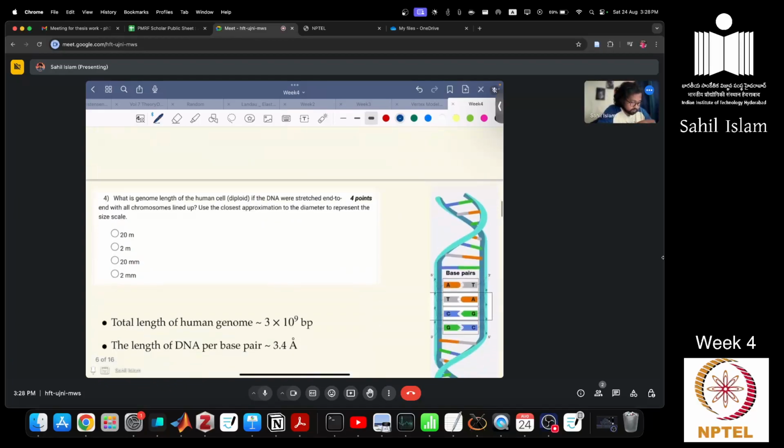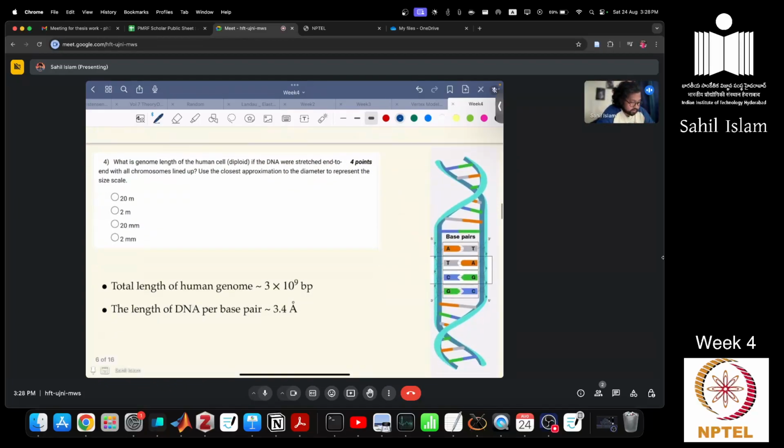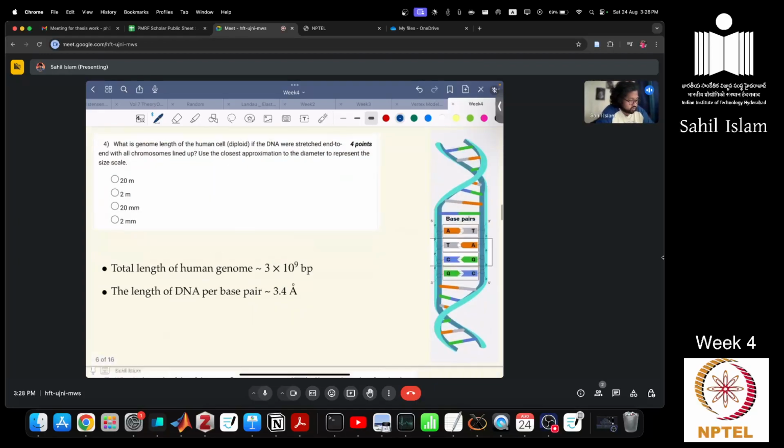So what is the genome length of the human diploid cell if the DNA were stretched end to end with all chromosomes lined up? So use the approximate diameter to represent the size scale. You need two pieces of information. What is the total length of the human genome? It is 3 into 10 to the power 9 base pairs. So what is this base pair? Base pairs are these A, T, G, C bonds. So this is said in the units of base pair.